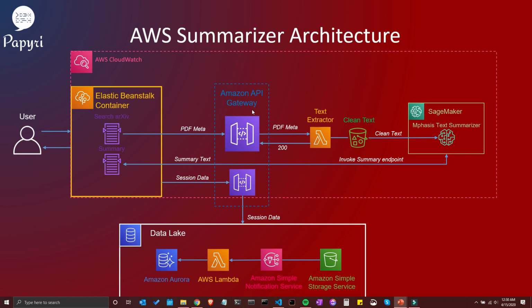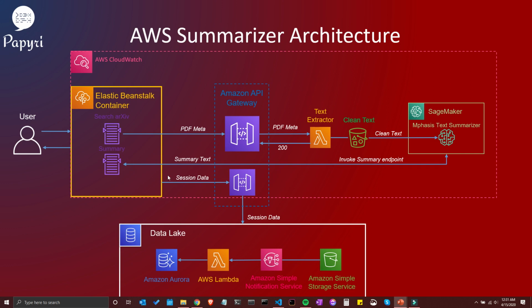Amazon API Gateway, which then transfers that data to the text extractor, which downloads the PDF, extracts it into text, and cleans the text and stores it in an S3 bucket. After this process is completed, I get back a 200, which then invokes the summary text, which invokes the Memphis text summarizer endpoint, which returns the summary text.